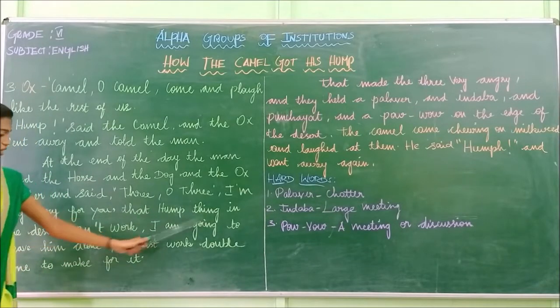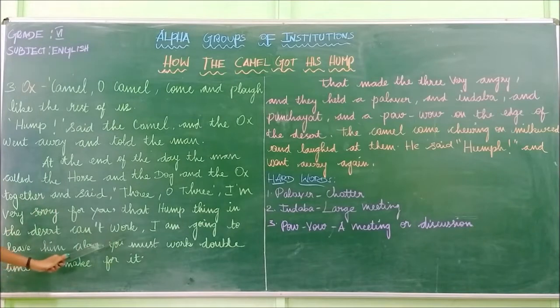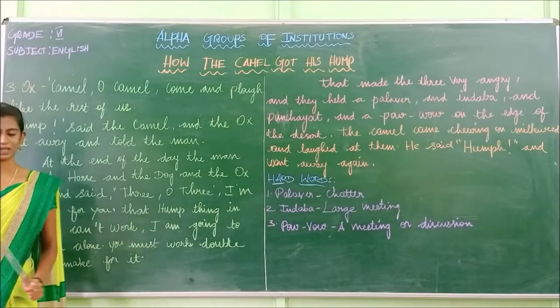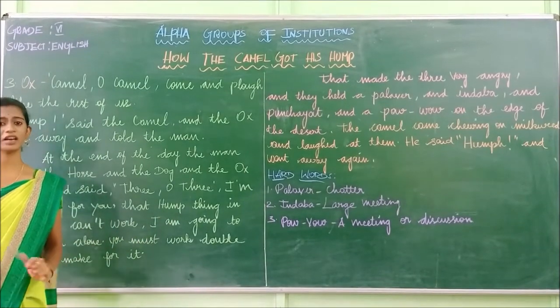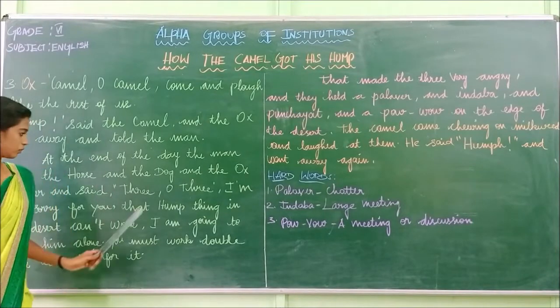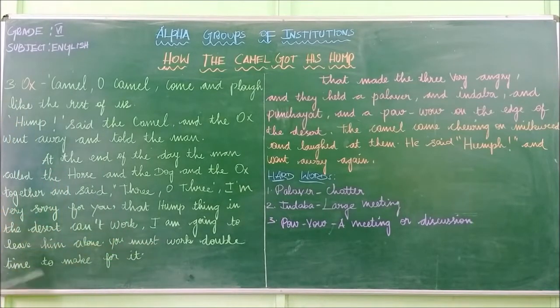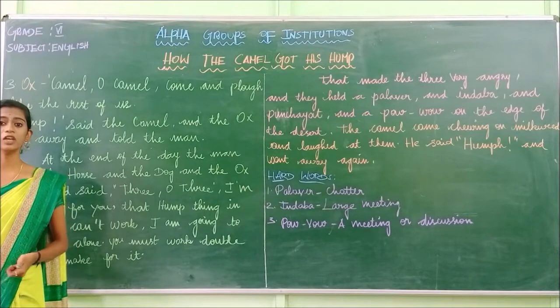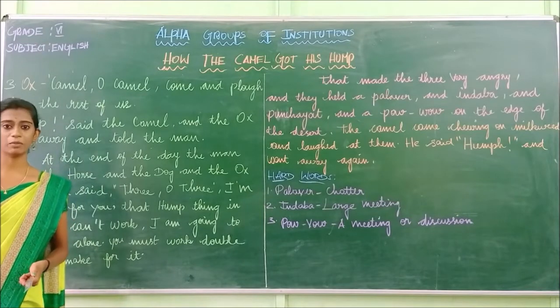That humping in the desert can't work. I'm going to leave him alone. Here the humping refers to the camel. He says that the camel is not ready to work, so I won't disturb him anymore. You must work double time to make up for it. So the man is saying that instead of the camel, you three have to work double time.